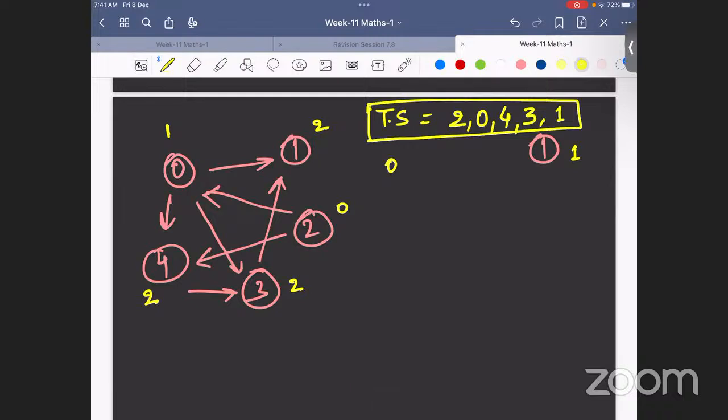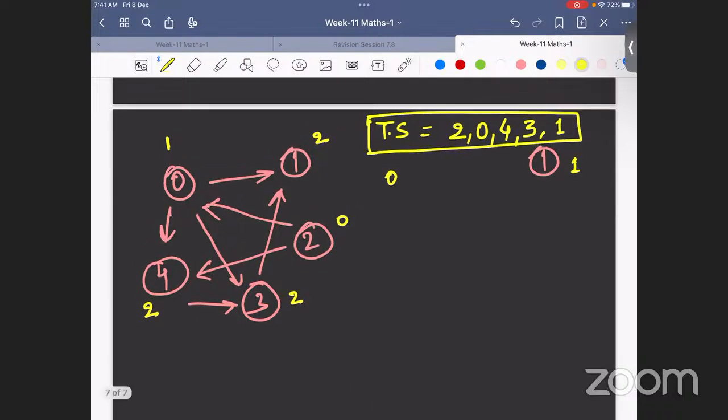Is this clear to everyone, or should I repeat it? Clear, sir. Clear to everyone, right? Yes, sir. Okay.